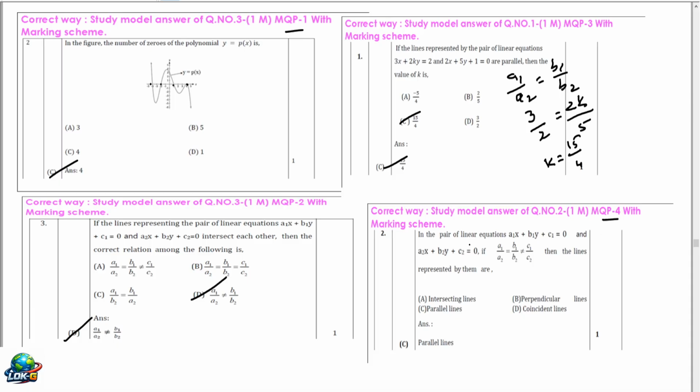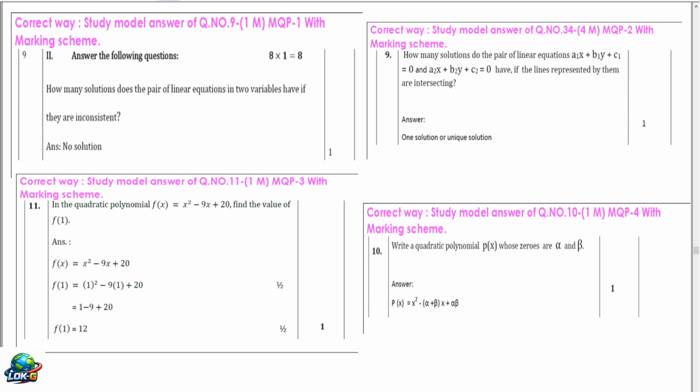Then question number 4. If the pair of linear equations a1x + b1y + c1 = 0 and a2x + b2y + c2 = 0, and a1 upon a2 is equal to b1 upon b2 is not equal to c1 upon c2, then the lines are parallel lines. Very simple question, my dear students. Then question number 8. How many solutions does the pair of linear equations in two variables have if they are inconsistent? Whenever they are inconsistent, lines will be parallel, therefore no solution.